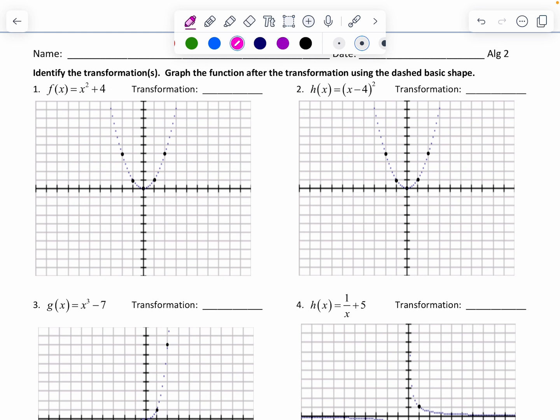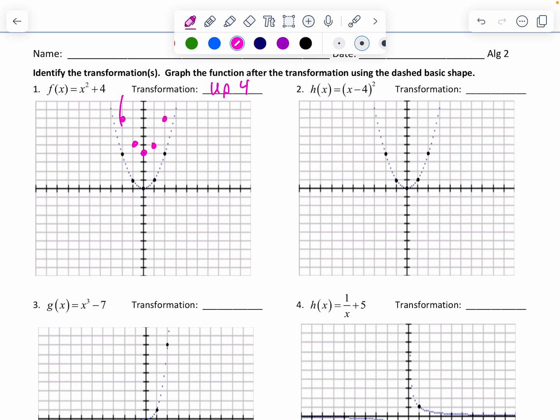What transformation occurred? So I see plus 4 outside of the x squared, which tells me it is going up 4. So those points of the original parent function, I'm going to move each of them up 4 to create the transformed function. So that center point, I'm going to go up 4. Those ones around it will both go up 4. And then the other points will also go up 4.